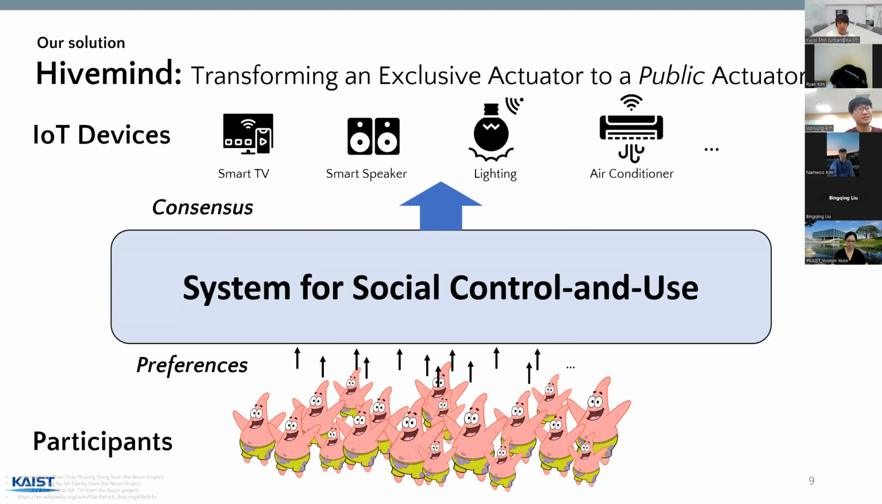To this end, we built HiveMind, a new system for social control and use. It transforms an exclusively controlled device to a public device. We use IoT's capability to interconnect participant devices and spaces. At a high level, HiveMind collects the visitors' preferences, mediates them to derive a consensus, and reflects the consensus to the devices.